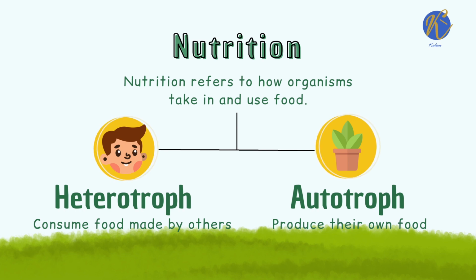Autotrophic nutrition is when organisms make their own food from simple substances. Plants are examples of autotrophs. Heterotrophs are organisms that consume ready-made food prepared by other organisms, such as plants. Humans are examples of heterotrophs.